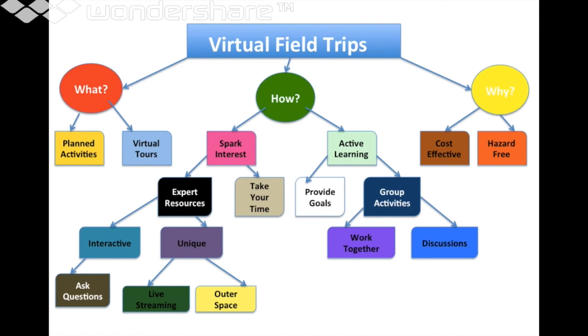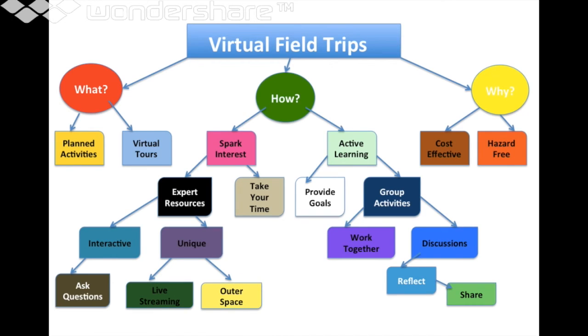Next, I want to talk about the two squares that I placed under discussions. One is a gray-blue square labeled Reflect. This color reminds me of water and how it reflects back the scenery around it. After the discussions, you can provide time for students to reflect on what they have learned through this process.